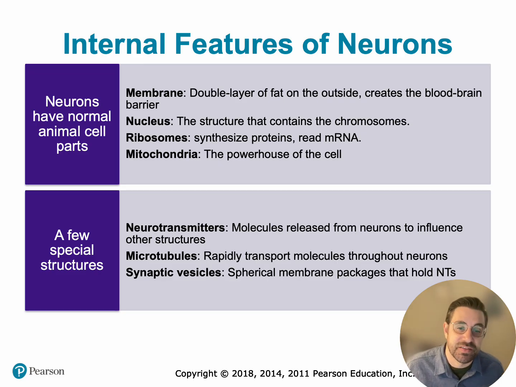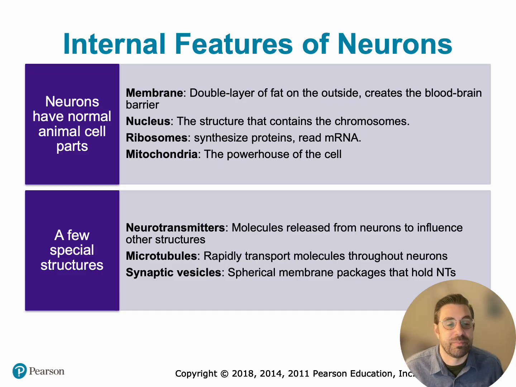There are a few things that are specific to neurons that other cells don't have. That is neurotransmitters. Neurotransmitters are things like dopamine and serotonin and glutamate. There's like 100 of them. They're molecules that get released from the neuron to influence other structures. So they can influence the muscles, they can influence other neurons, that sort of thing.